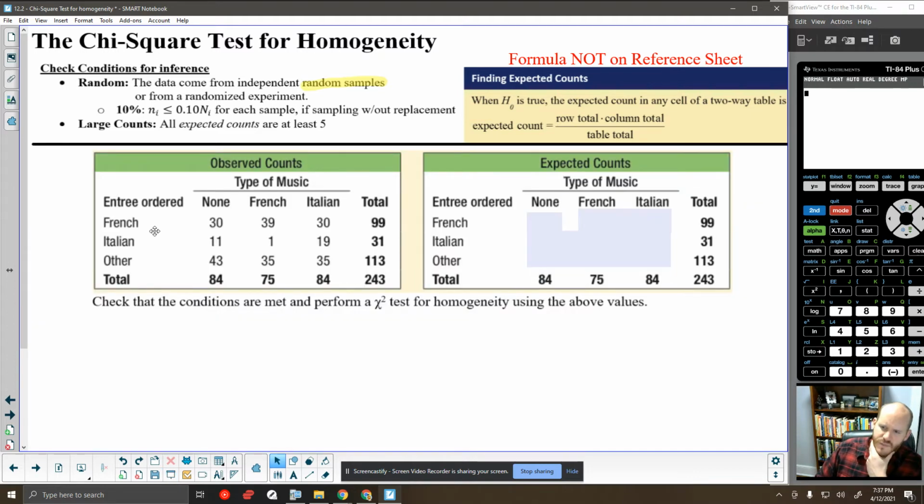So here are my observed counts. Again, this is the same two-way table. I've just made it a little bit smaller and easier to follow. And I want to check that the conditions are met.